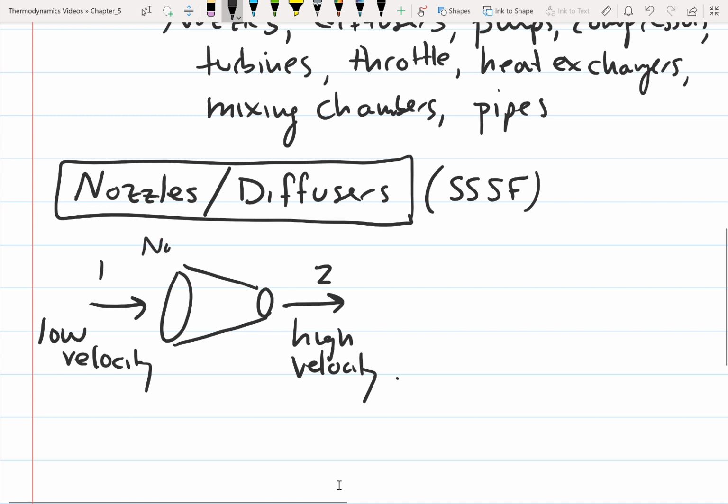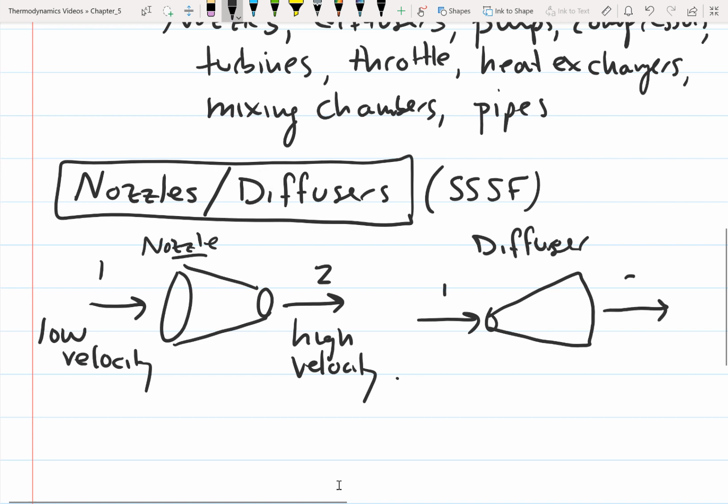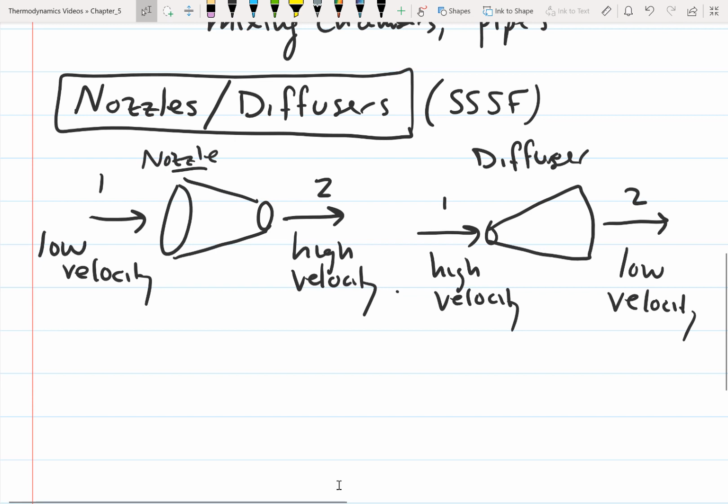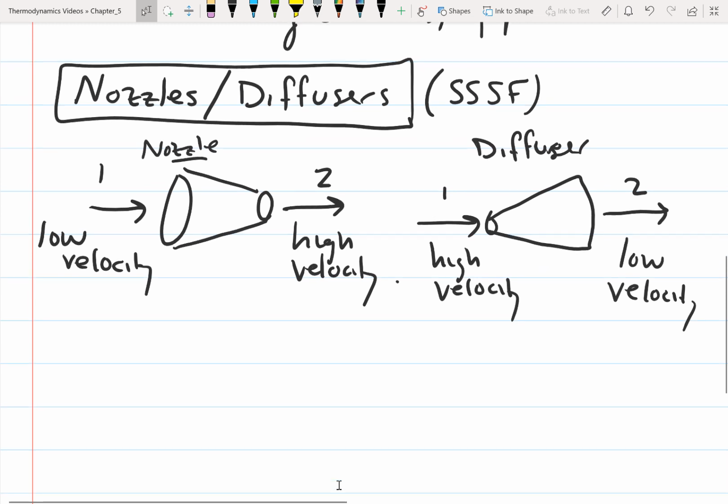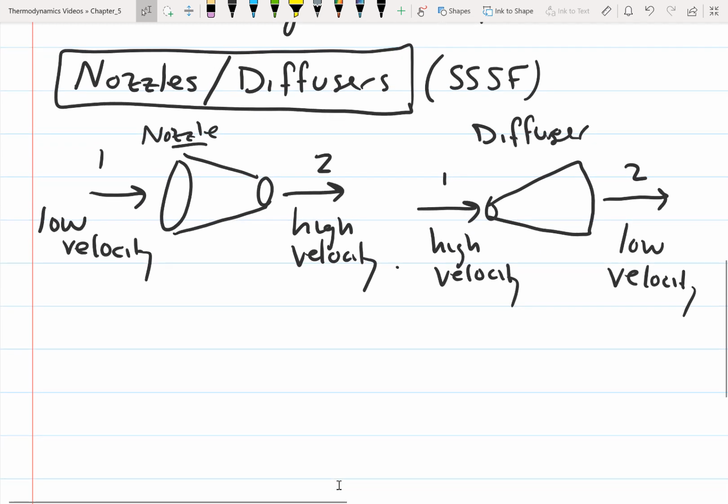So this would be a nozzle. And then a diffuser is the opposite. A diffuser has high velocity at the inlet and low velocity at the outlet. The reason we would want a diffuser is sometimes we'll have fluid moving through a system where we want to drop the velocity. So let's look at a few things. First of all, let's write our first law for single stream steady flow, and then figure out which terms we're going to need for the nozzle and the diffuser.